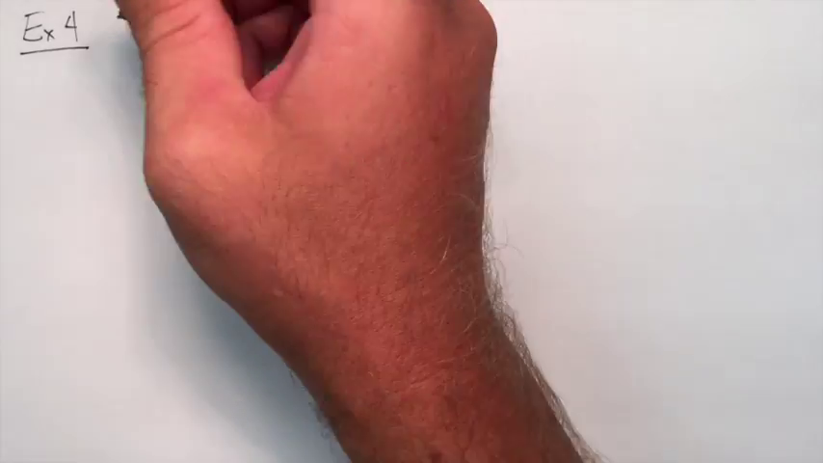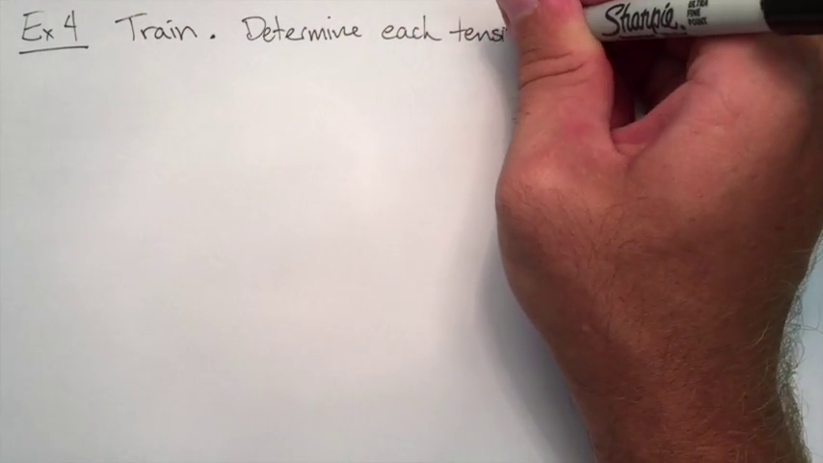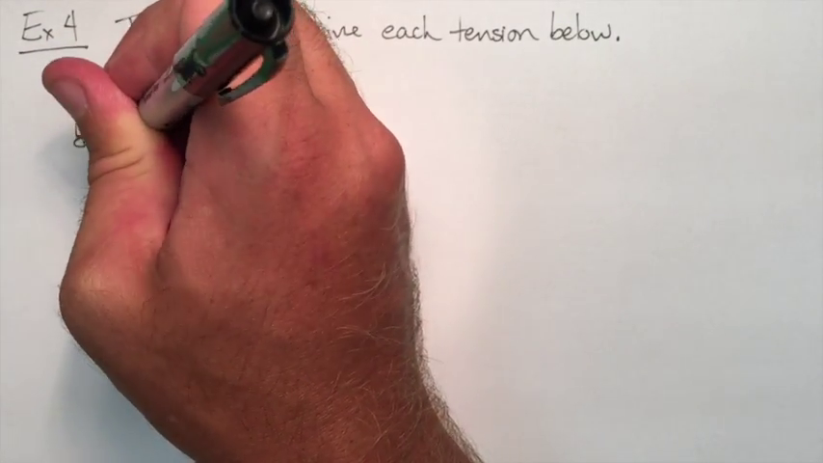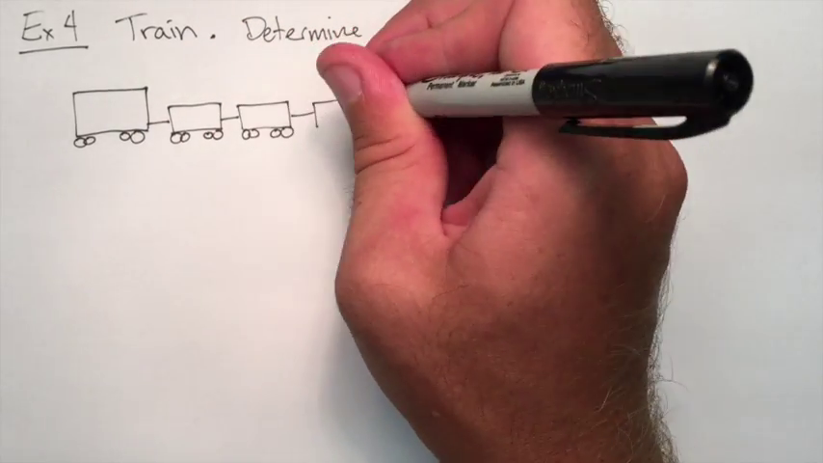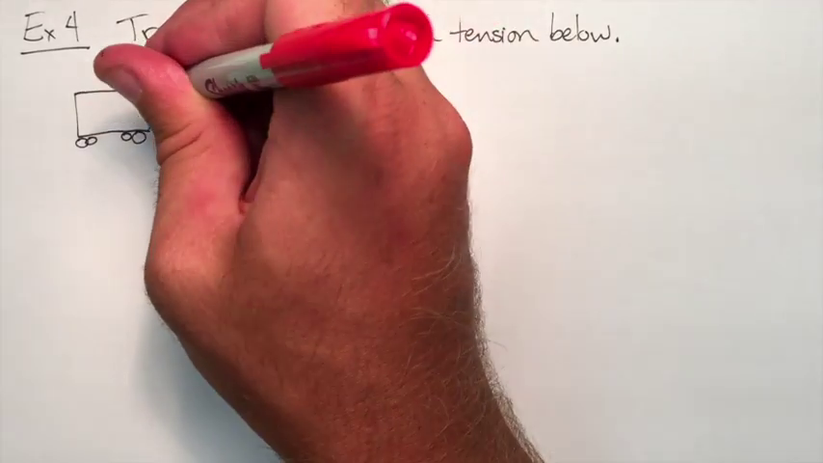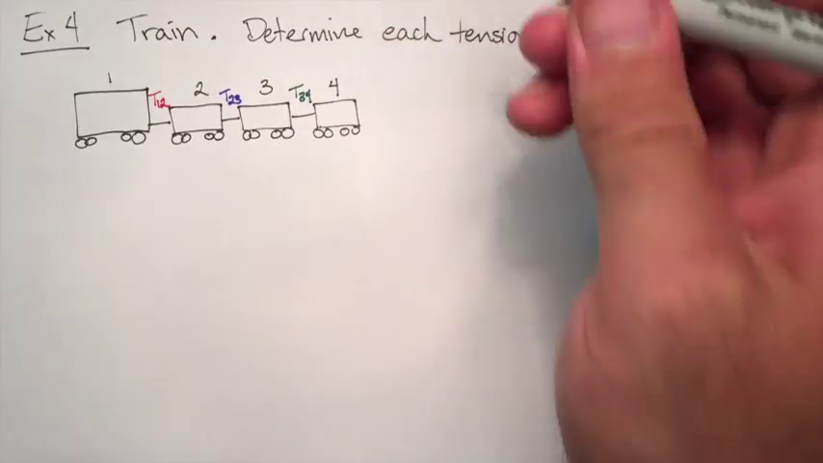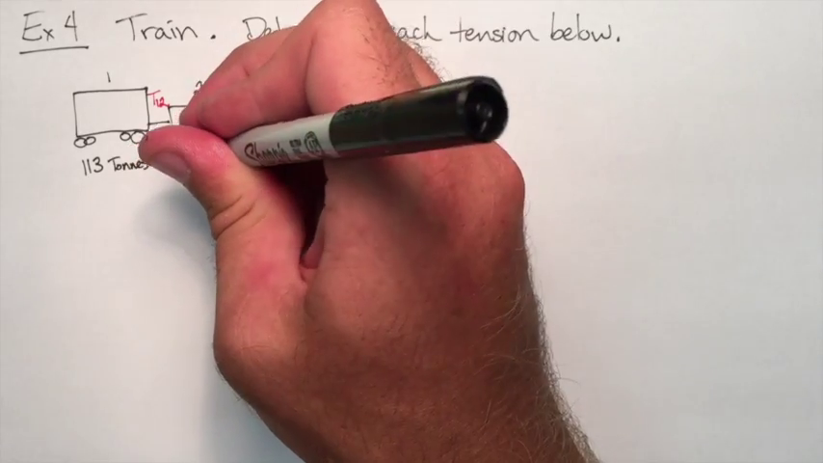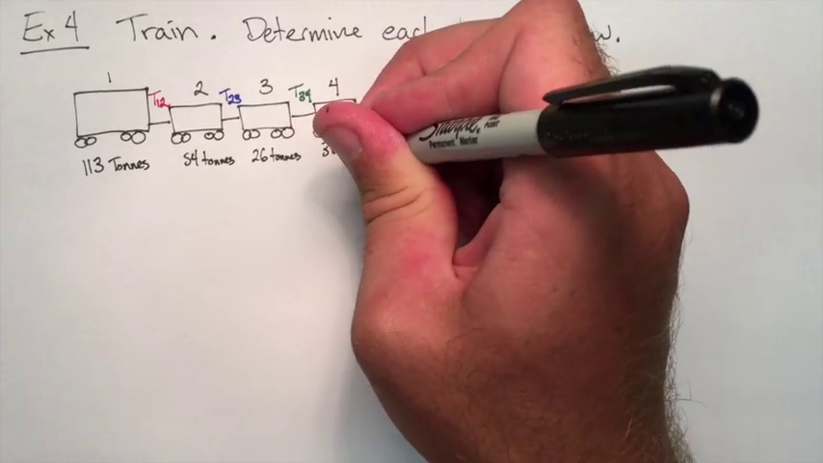Okay, last example. This one's going to involve an acceleration. So let's say we have a train that's accelerating in one direction. There's going to be a locomotive with 3 cars. We're going to determine the tension between each of the cars below. So there's the picture being drawn. We'll just call the locomotive number 1, 2, 3, and 4 for the cars. So that means we have T12, T23, and T34. Each is going to have a different mass, so 113 tons, 54 tons, 26 tons, and 38 tons.